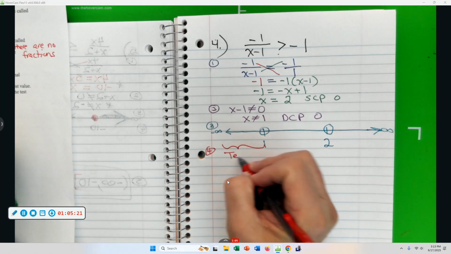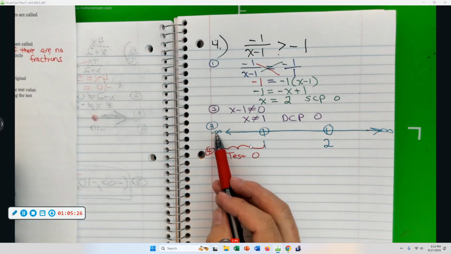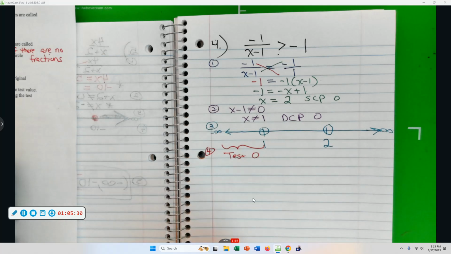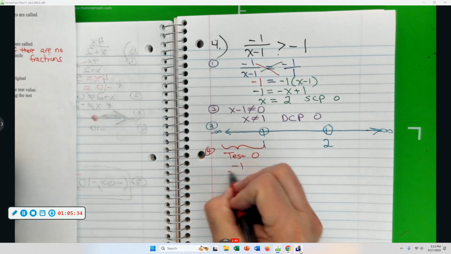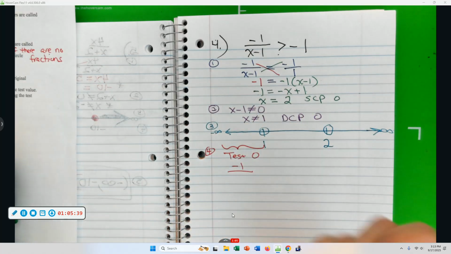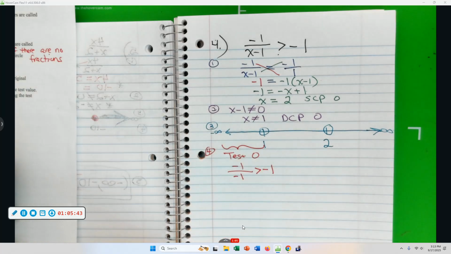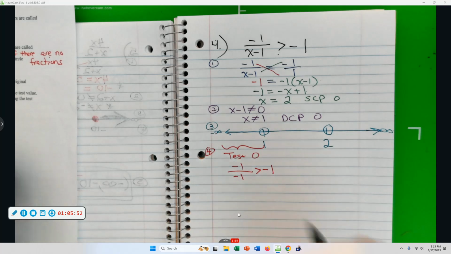Let's test 0. Notice it's between a negative and a positive. 0 is located between the negative infinity and positive 1. That's going to give me a negative 1 all over 0 minus 1, which is another negative 1. Is that bigger than negative 1? What's negative 1 divided by negative 1?